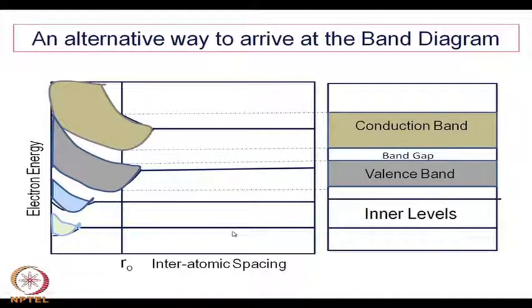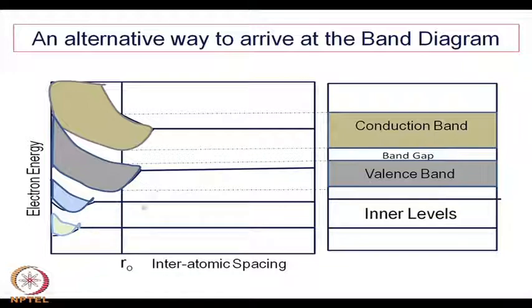Here these are the orbitals of different atoms, and these are the inner orbitals or inner levels, and this is the outermost orbital. Now, the outermost orbital diameter is larger, whereas these are smaller. So, if you are bringing two individual isolated atoms from a distance, then the outermost electrons of the two atoms will interact with each other first, and then the others will interact.